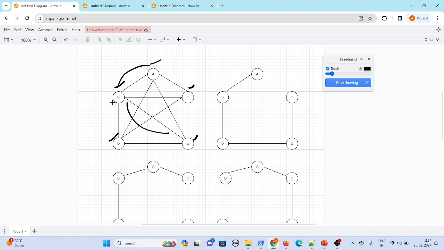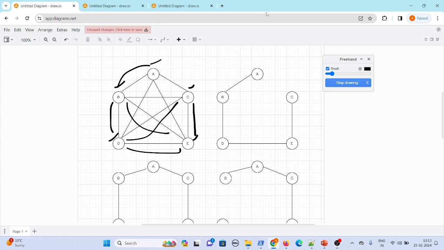Or there is another way. From B you can go to D, from D you can reach E, or from D you can go to C, and from C you can reach E. So to reach E from A, there are so many ways. But you will call a graph a spanning tree only if there is a single path.